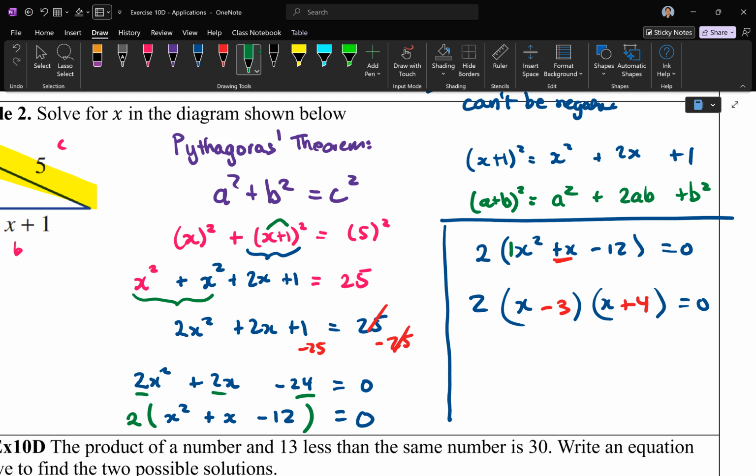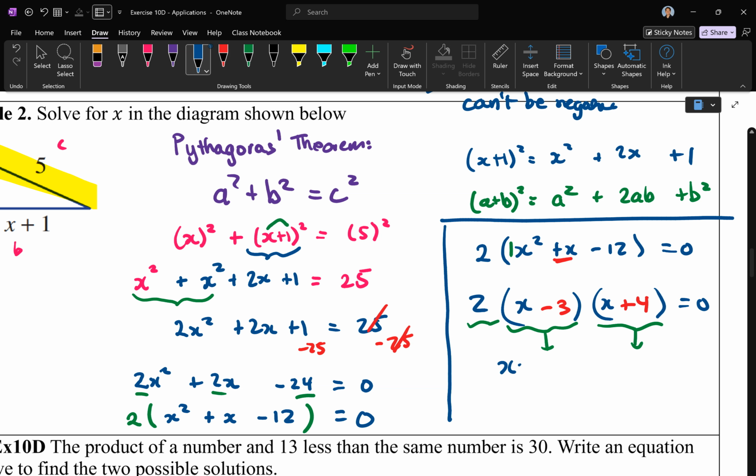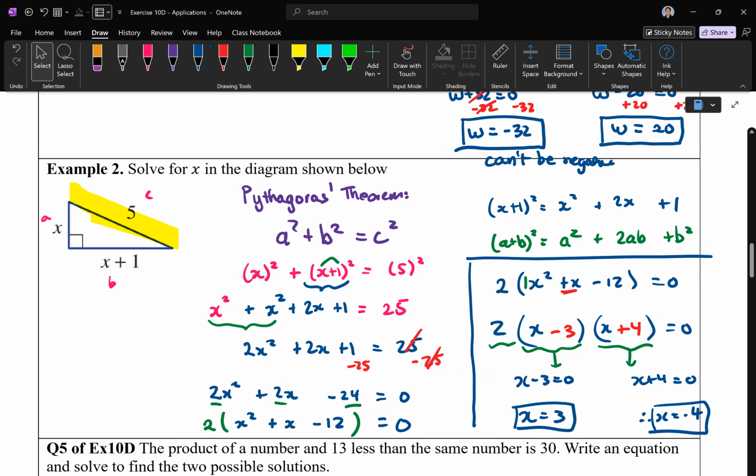Using null factor law now, 2 times something equals 0. One of them has to be 0. So x minus 3 could equal to 0, or x plus 4 could equal to 0. Which one's the correct answer? Has to be positive 3 because x can't be a negative length. You can't draw a triangle with a negative length. So the answer has to be x must be 3. Can't be negative 4 because you can't have a negative length.